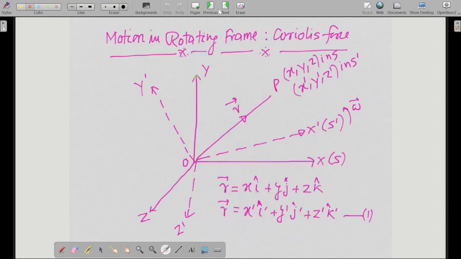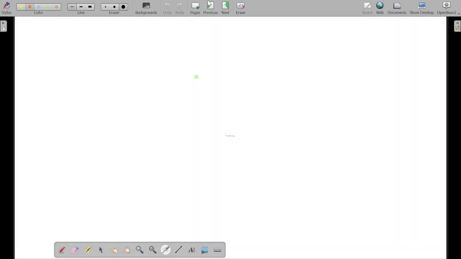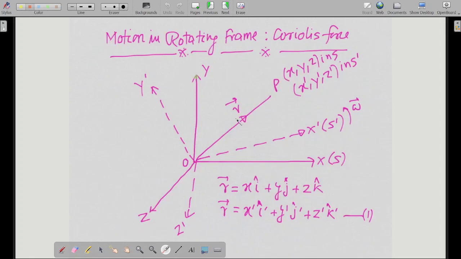Now, rate of change of displacement is equal to velocity. So the rate of change of displacement will be equal to your velocity, that is, the velocity of the particle relative to the inertial frame S. So this dr by dt is the velocity of this particular point P with respect to frame S, because with respect to S prime the things will keep on changing. We are not considering it with respect to S prime; we are considering it with respect to S, so that we can establish a relation between S prime and S.